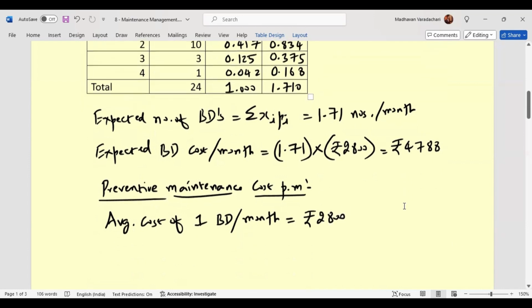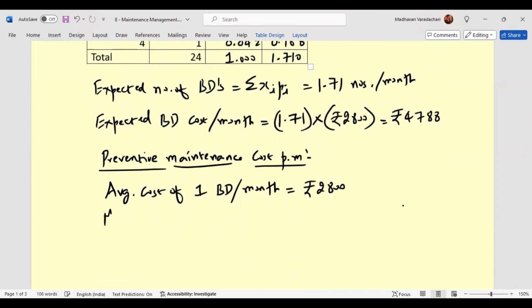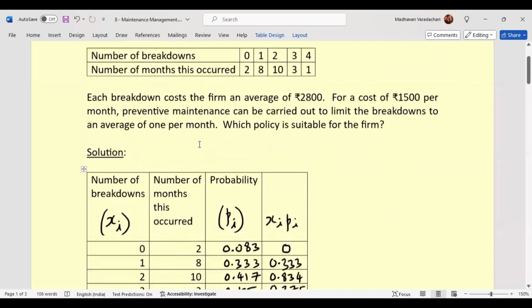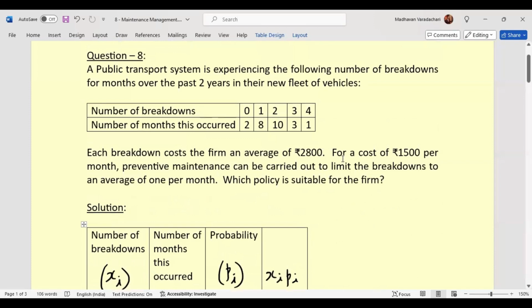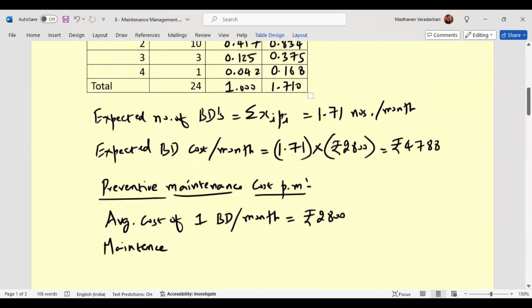And then the maintenance cost. What is that? For a cost of rupees 1,500 per month. So the preventive maintenance cost per month is given as rupees 1,500. So that means the total will be rupees 4,300.